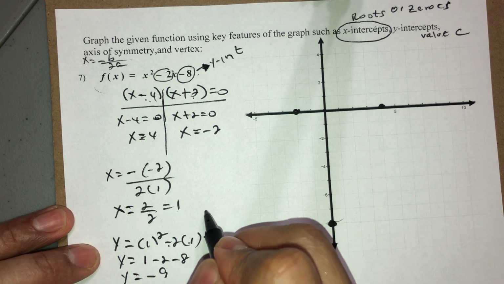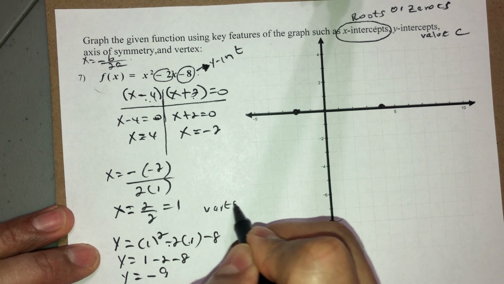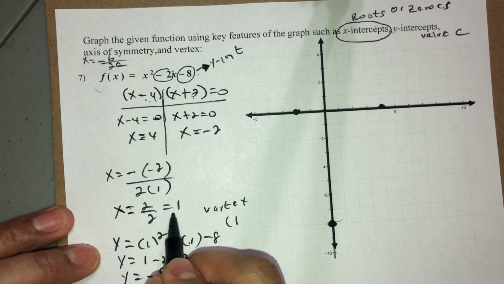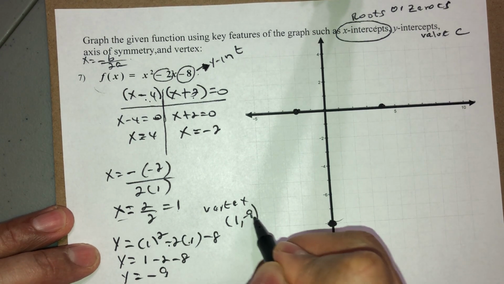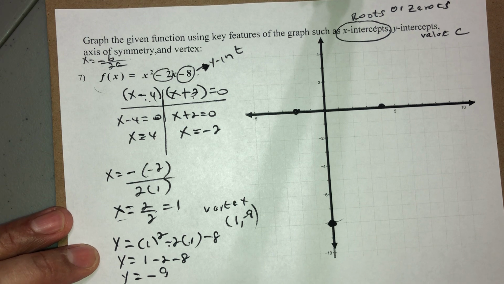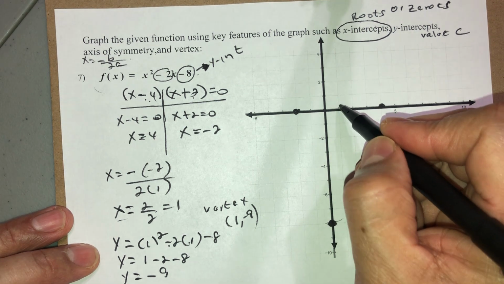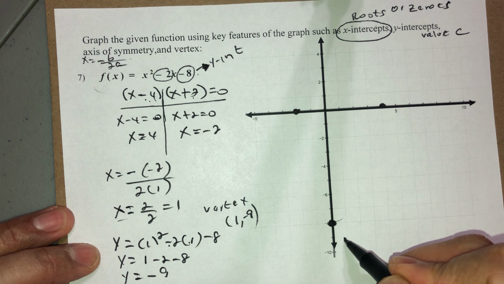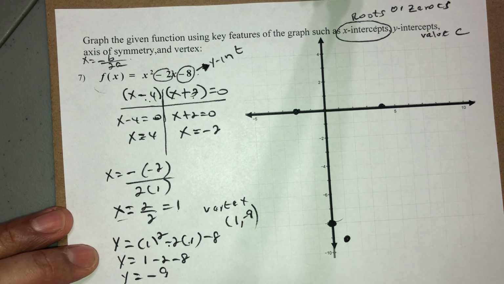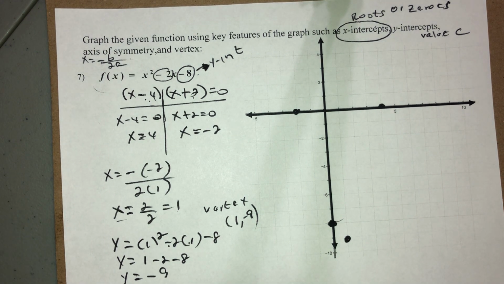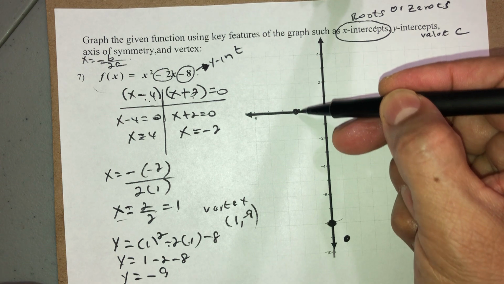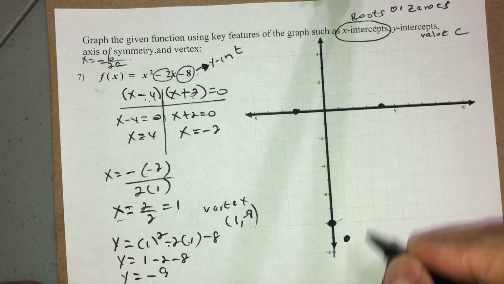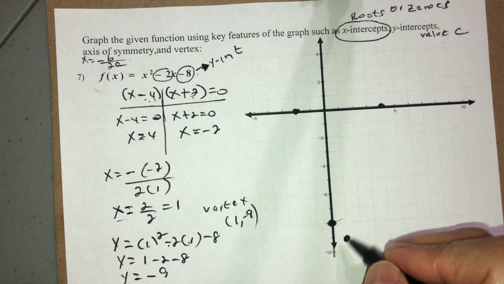So the vertex is going to be 1, which is the axis of symmetry, comma, negative 9. The vertex will be right here. When x is 1, y is negative 9 here. Now remember, I know that's my minimum point, right? That means the parabola is going to bounce back. It's coming down from here, gets to here and bounces back. So I can start finding the other side of the parabola.